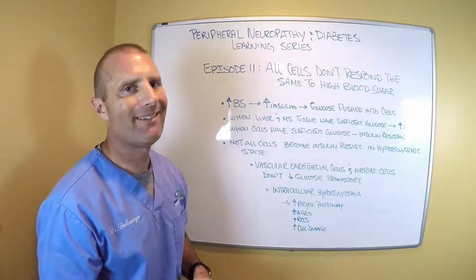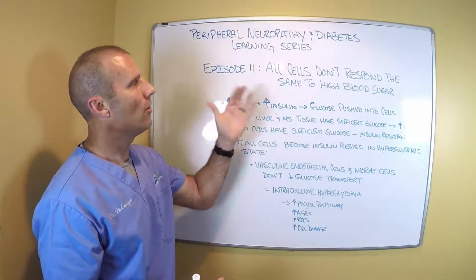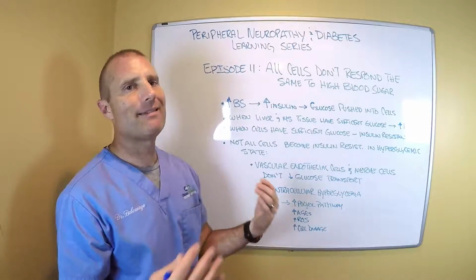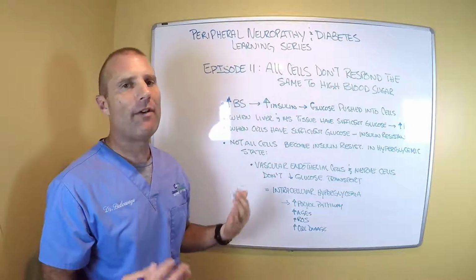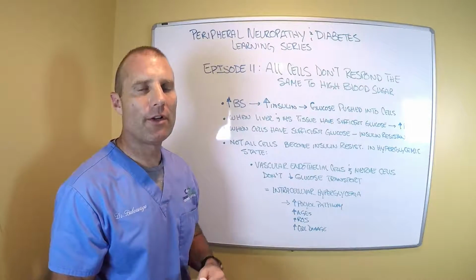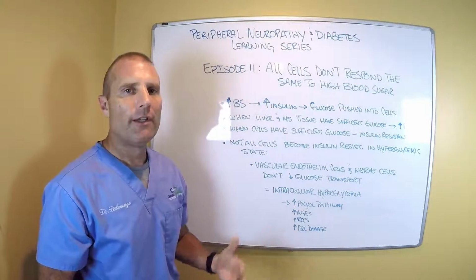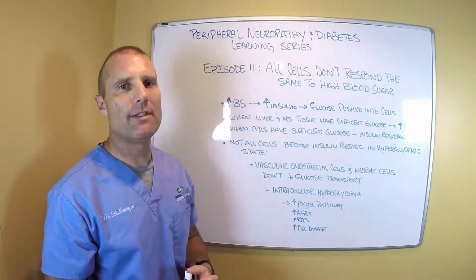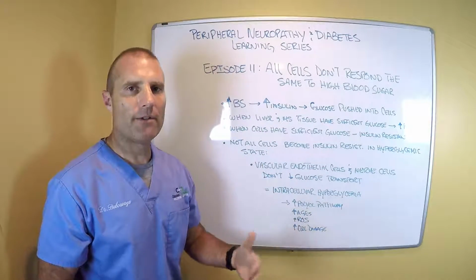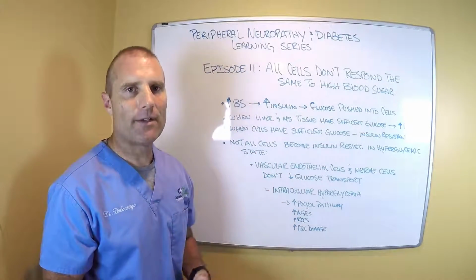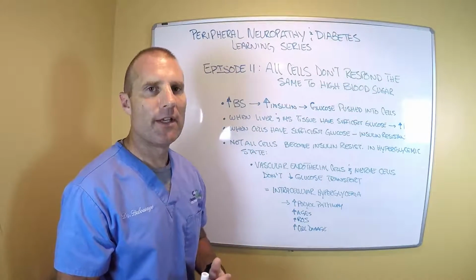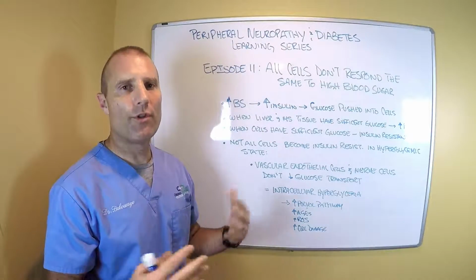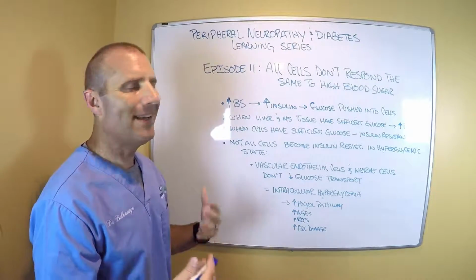This is episode 11, and today we're talking about how not all cells respond the same to high blood sugar. We have lots of cells in the body, and when we have high blood sugar, all the cells would be bathed by this high sugar, so you would think they should all be damaged at the same rate. But we typically don't see that. We see that liver cells, retinal cells, eye cells, kidney cells, nerve cells and blood vessel cells seem to get damaged more than other tissues. So why does this happen?